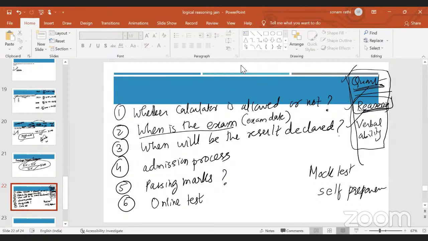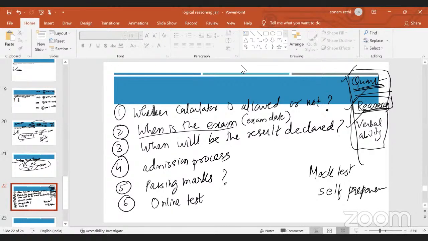What is the time for the mock test? That I don't know. Passport thing also I don't know. You need to ask the trainer. Passing marks, I've noted the question. You can ask the trainer. I am answering only those questions which I know the answer to. So the trainer will join in some time and you will ask all the questions to that trainer.